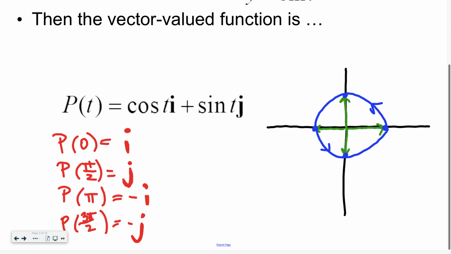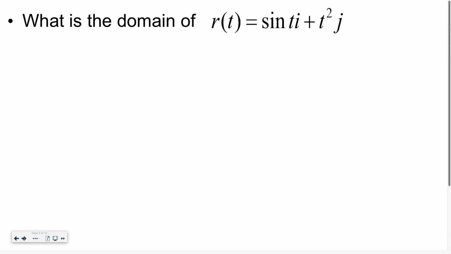Your turn. Nope, just kidding. I lied. Well, maybe I will say your turn. Go ahead and write this down. And I want you to discuss at your table what you think the domain of this vector valued function would be, and in general, what we would have to consider when we were looking at the domain of a vector valued function.